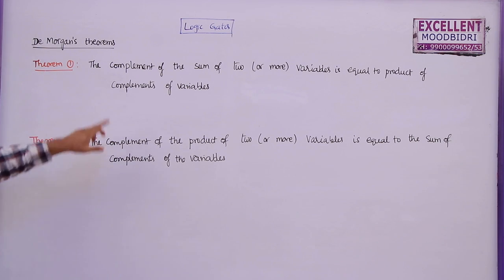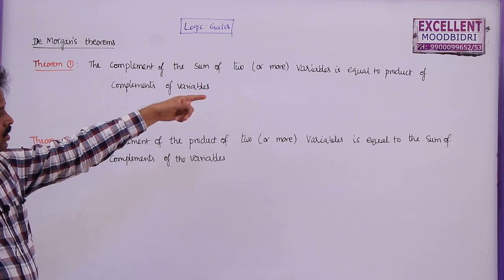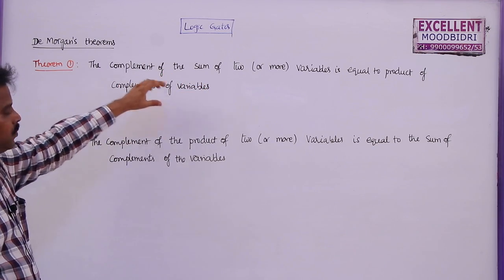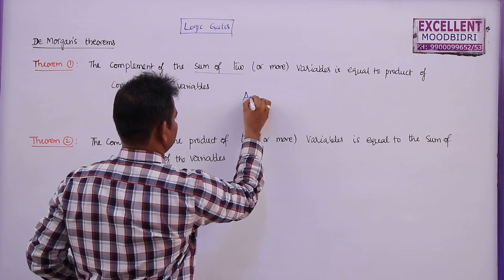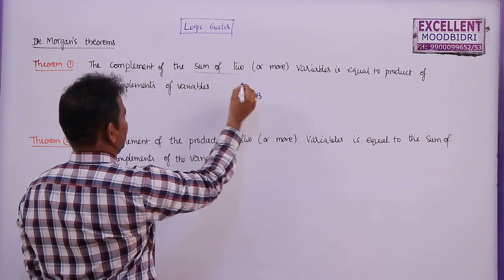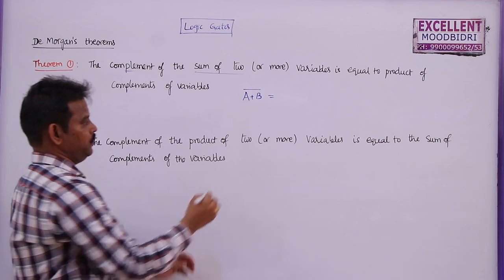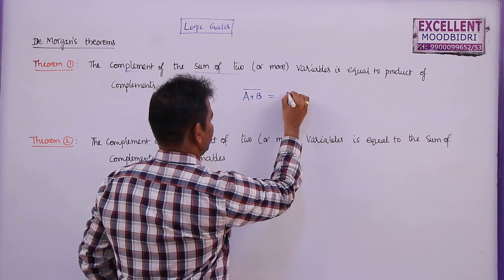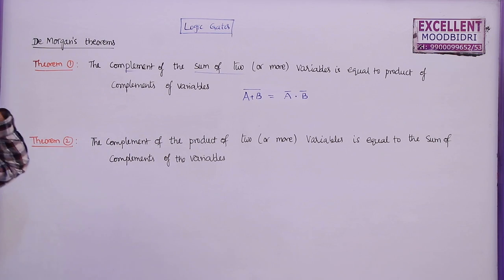De Morgan theorems. There are two theorems proposed by De Morgan. Theorem 1 states that the complement of the sum of two or more variables is equal to the product of complements of the variables. So first of all, the sum of two variables, that is A plus B, where A and B are two variables, and the complement of this sum is equal to the product of the complement of the first variable into the complement of the second variable. So this is De Morgan theorem 1.